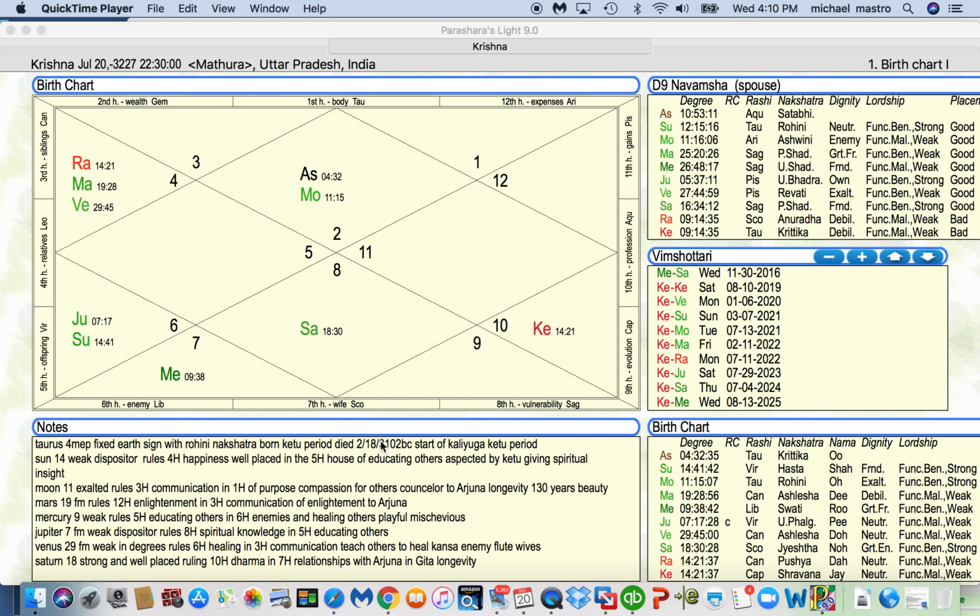Now, when you're born, the Vimshottari Dasha period that you're in becomes the root of the tree of life for your entire life. So this K2, very spiritual period, really structured his destiny. We're going to look at how the planets are operating and when they're operating.